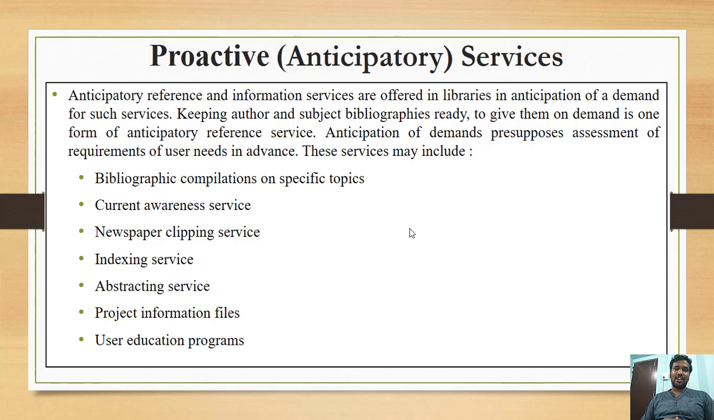These services may include bibliographical compilations on specific topics, general current awareness service, information clipping service, indexing services, abstracting service, project information files or reporting services, and user education programs. These are some examples of proactive or anticipatory information services that are offered.